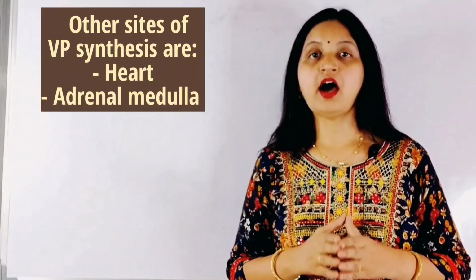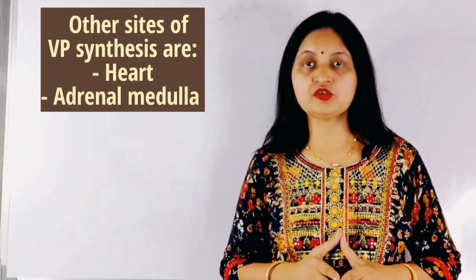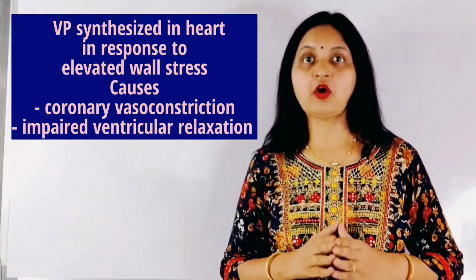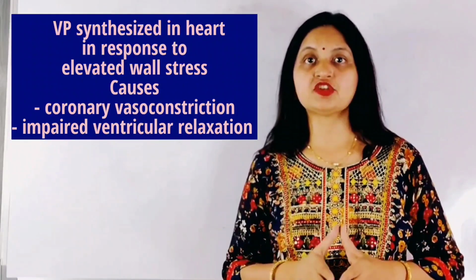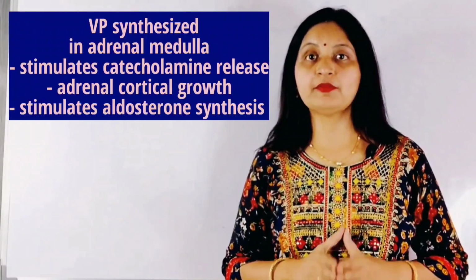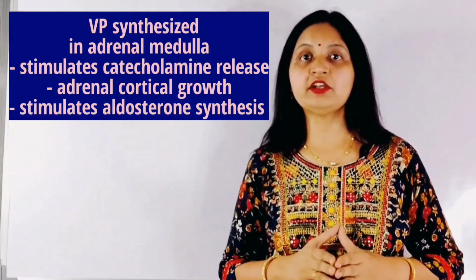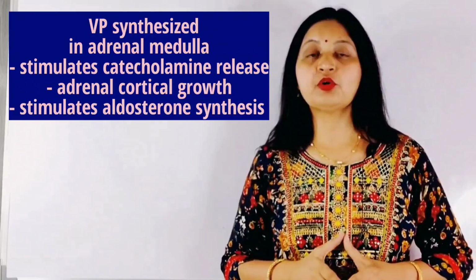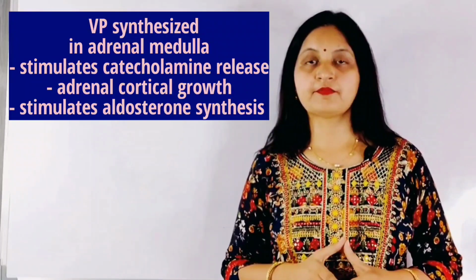Some of the other sites where vasopressin is synthesized are the heart and the adrenal medulla. Vasopressin is released from the heart in response to elevated wall stress. It acts on the coronary blood vessels, causing coronary vasoconstriction and impaired ventricular relaxation. Vasopressin is also released from the adrenal medulla, and it causes increased release of catecholamines from the chromaffin cells of the adrenal medulla. It stimulates the growth of the adrenal cortex and causes increased aldosterone synthesis.